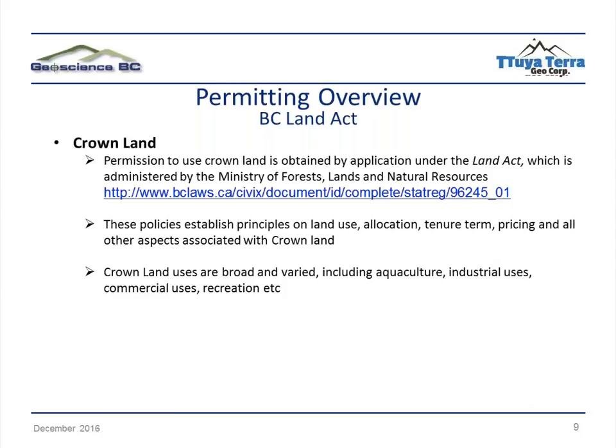These policies establish principles on how the land can be used, allocated, what the tenure terms are, what the pricing is, and all other aspects associated with Crown land. So Crown land uses are broad and varied and include things such as aquaculture, industrial uses, commercial uses, recreation, etc. So often the end-use applications for direct-use geothermal resource will include these types of uses.